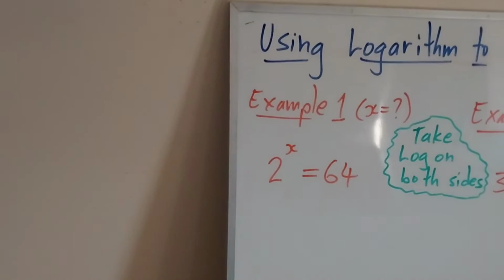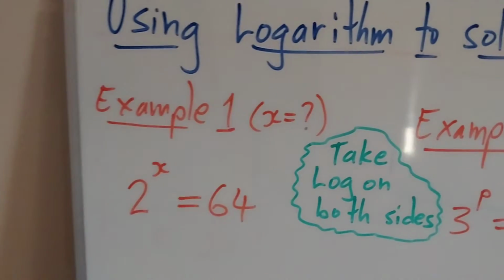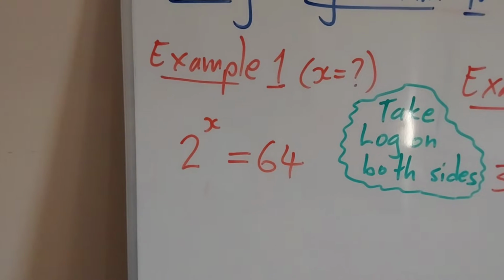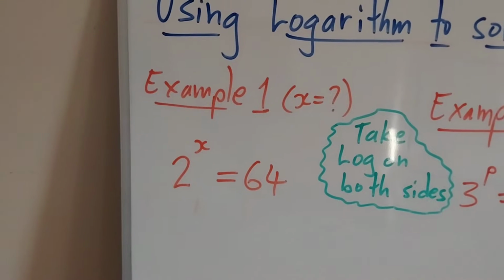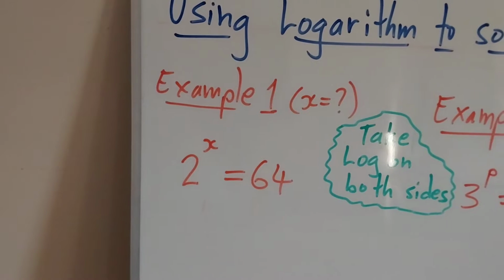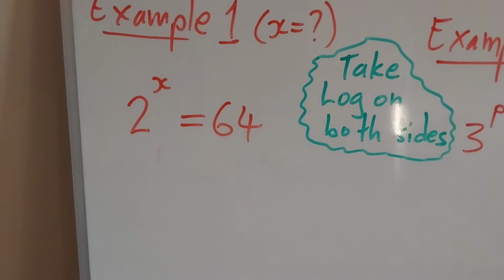Example 1. 2 raised to the power of x is equal to 64. The question is, what is x equal to? 2 raised to what power is going to give us 64? 2 raised to the power of 1 is 2. 2 raised to the power of 2 is equal to 4. 2 raised to the power of 3 is equal to 8. What would be the power to give us 64?